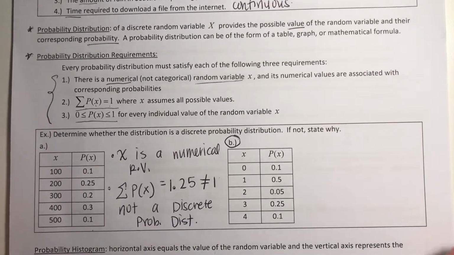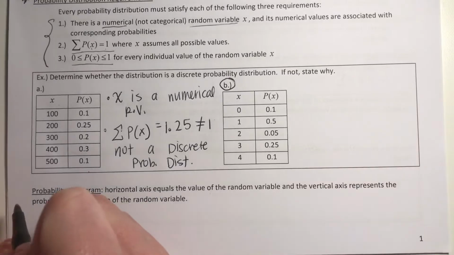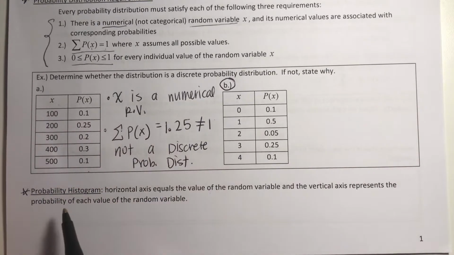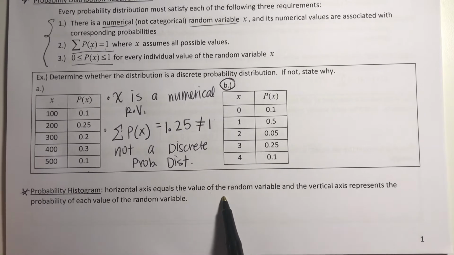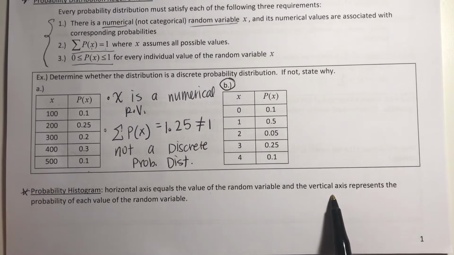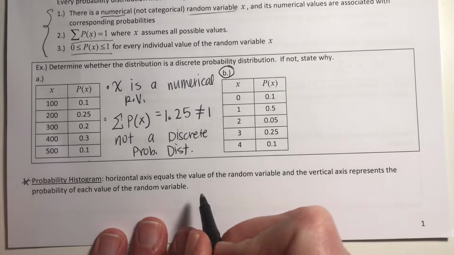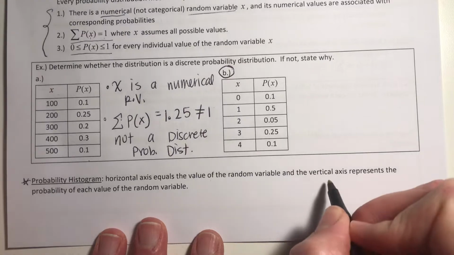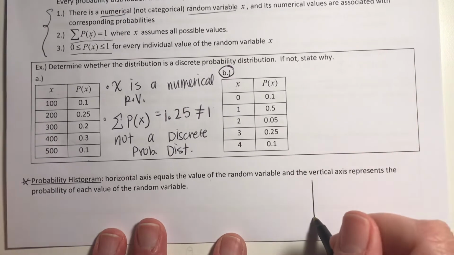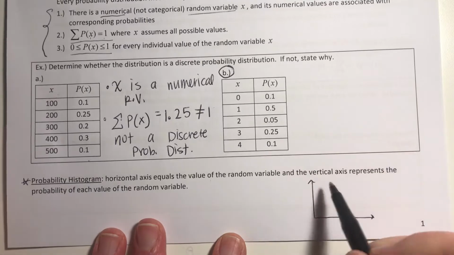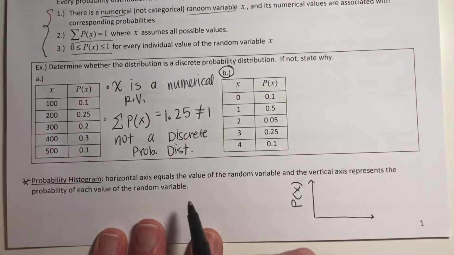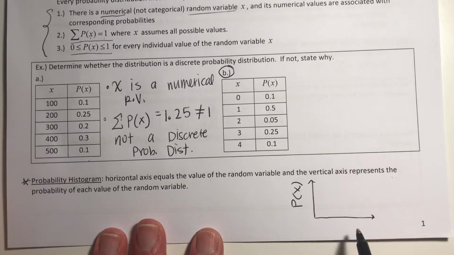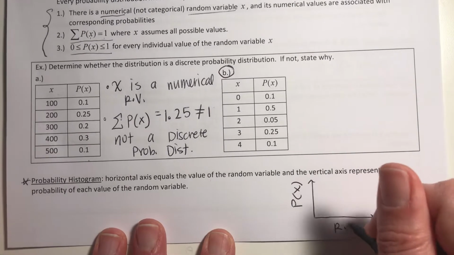Next thing we have is going to be a probability histogram. The horizontal axis equals the value of the random variable, and the vertical is going to represent the probabilities of each value of the random variable. So again, on the vertical and on the horizontal, we have two different things going on. Vertical represents the probabilities, and on the horizontal, we are going to have each value for the random variable.